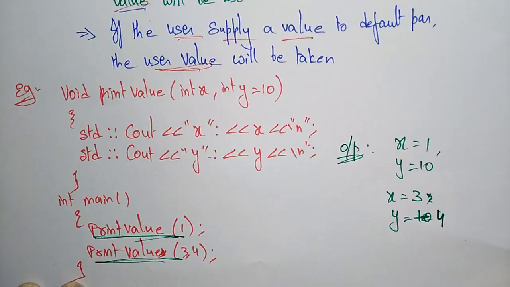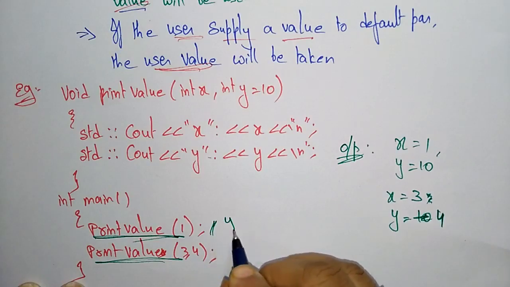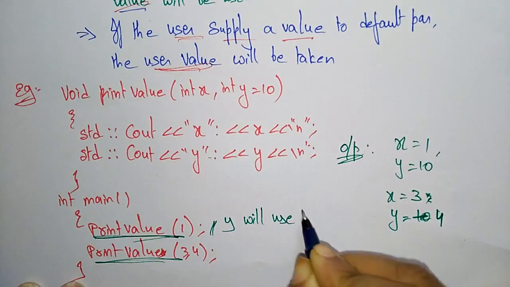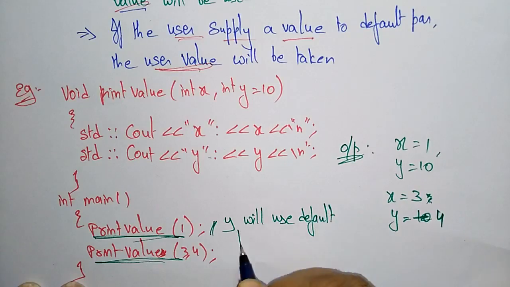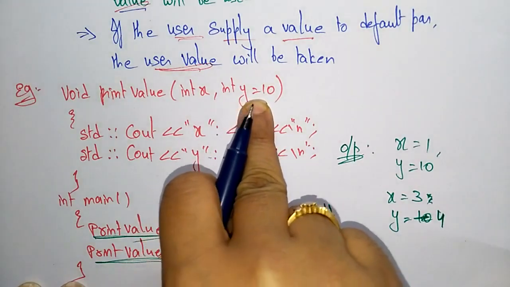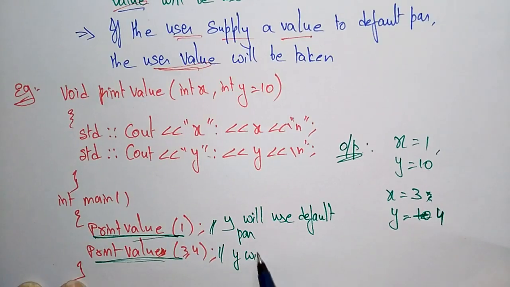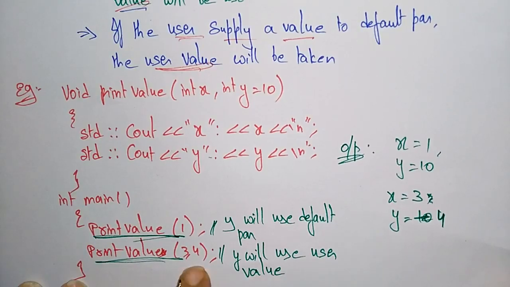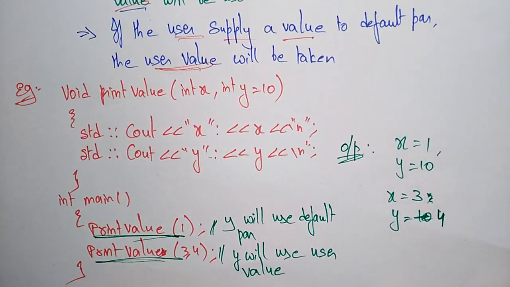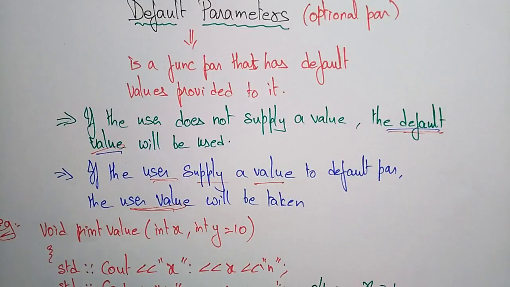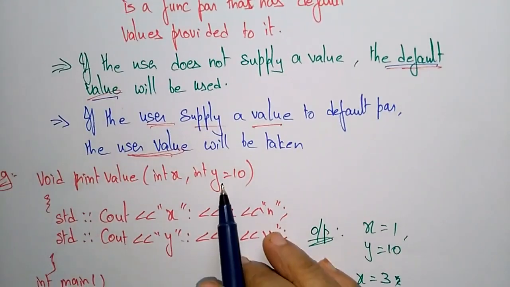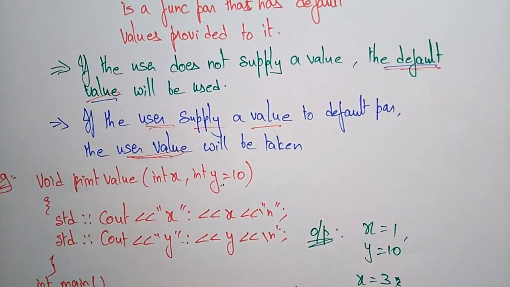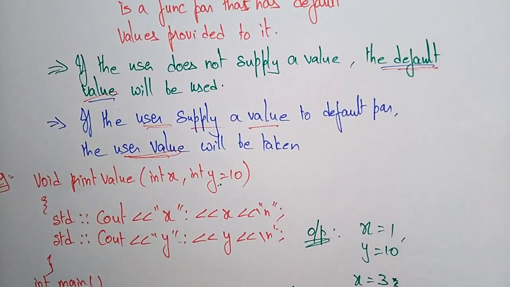So here y will use the default value, the default parameter. What is the default parameter here? The 10 will be printed. Here y will use the user value. What will be the user value here? 4. So instead of 10, it prints 4. So this is about default values, default parameters. If the user doesn't supply a value, it takes the default value. If the user supplies a value, it takes the user value instead of the default parameter.